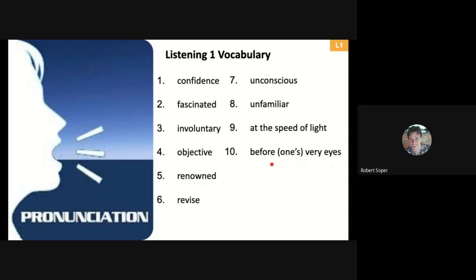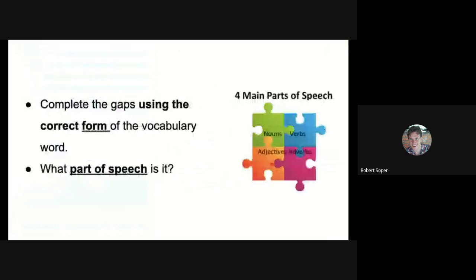Okay, now that we've practiced the pronunciation of these words, let's look at how we might use them in context by going over some of the exercises that are important for us. So again, we're going to be completing some of the gaps using the correct form of the vocabulary word, and we're going to think of what part of speech is being used. So if we have a form of a word up here, we're going to have to think of whether we're going to need a noun, a verb, an adjective, or an adverb form of that word.